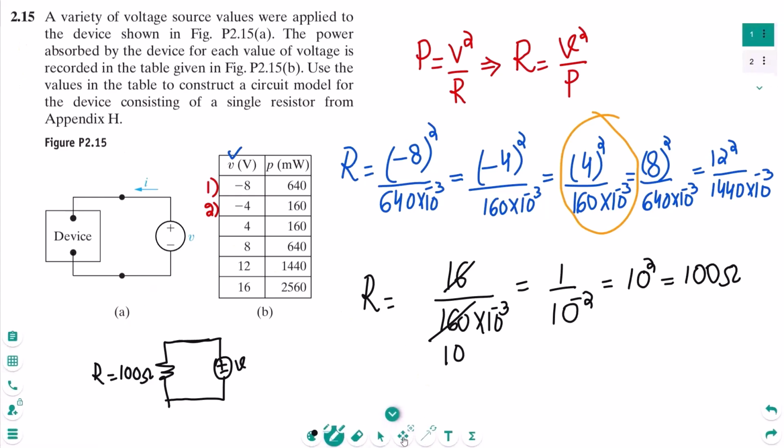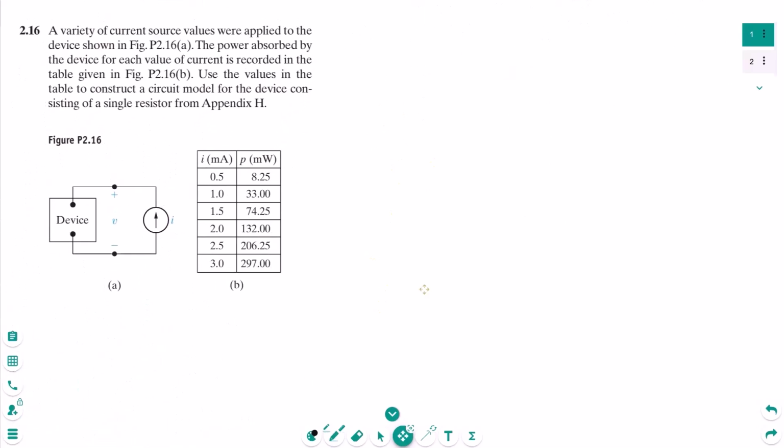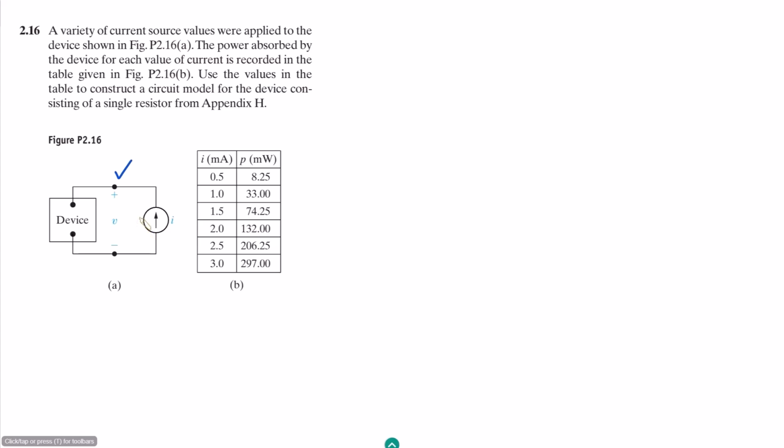Let me proceed to question 2.16 because that is also the relevant one, and that is here. In this question, a variety of current source values were applied to the device shown in figure P2.16a. This is the circuit in which the voltage source is now replaced with this current source. The power absorbed by the device for each value of the current is recorded in the table here. The current is applied and the power absorbed by this device is here.